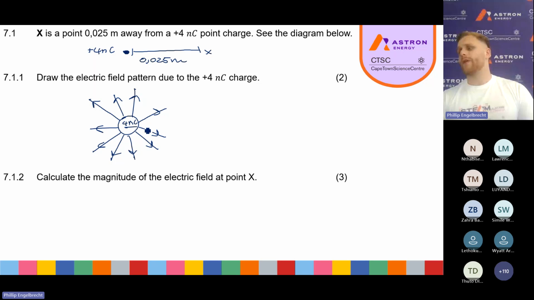No, the number of arrows doesn't matter. It usually indicates the strength of your electric field, but they're not going to penalize you for putting 10 arrows, right? Just don't put 1 arrow, but put enough arrows, right? They're not going to count the arrows and mark you for that. Okay?